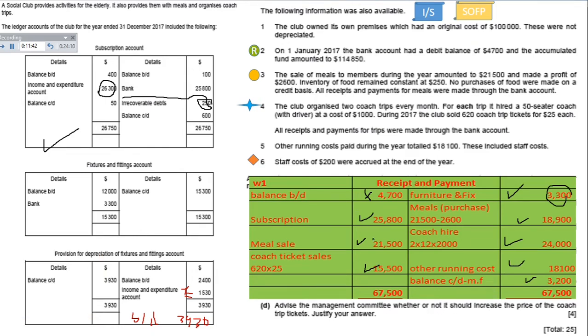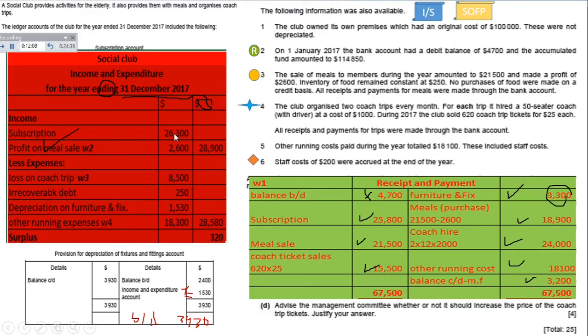So now we have completely recorded all the receipts and payments. Nothing is left to be recorded. Once you record all this, you will notice that your income statement will be correct, assuming you don't miss out anything from here. So don't miss out any working notes from here. The working notes have already been inserted here, so it will be correct now. If you look in your income statement, finally the income subscription, we know how it came. We know profit on sale of meal, less expenses this way, loss on cost strip, recoverable debt, depreciation of fixtures, other running expense, you put it. You add this total expenses, it comes to 2850, subtract from the total income, you get your surplus.